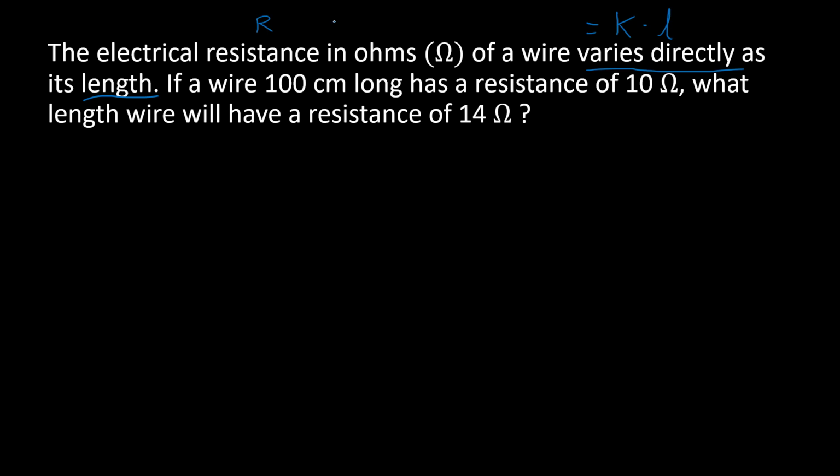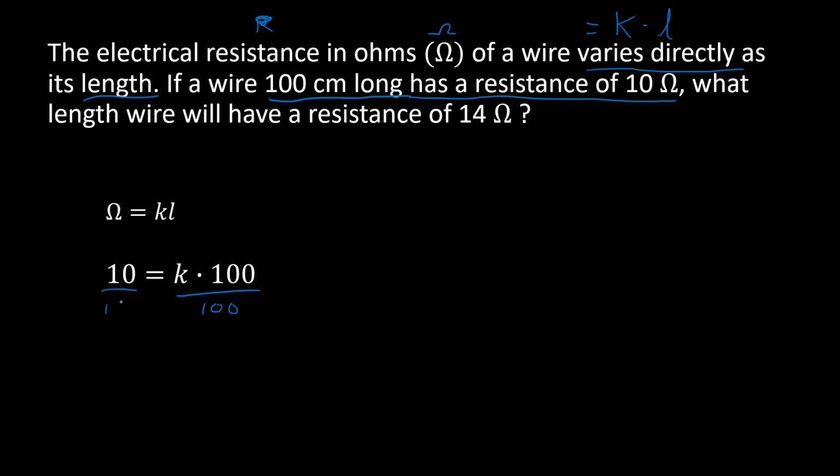And I guess instead of R, we can just use the symbol for ohms. We can use this instead. Ohm equals k times L. So that's my equation. And then from here, I plug in what I know. So it says a wire 100 centimeters long has a resistance of 10 ohms. So I plug 100 in for the length, 10 in for the ohms, or the resistance, to get 10 equals k times 100. I solve for k by dividing by 100. I get k equals 10 over 100, which is going to be 0.1, or 1/10.